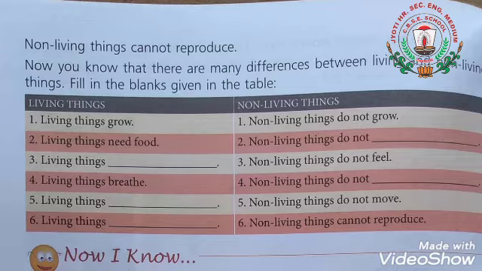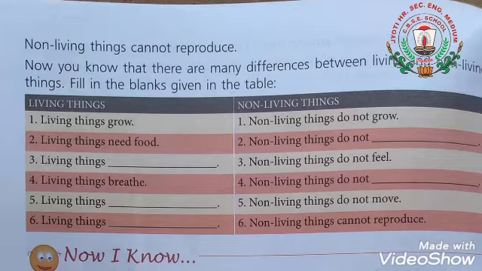Non-living things cannot reproduce. From these characteristics, we come to know that only living things reproduce, but non-living things cannot reproduce. Children, can you tell me, from a big water bottle, can you get a small one? No, it is not possible. That means non-living things cannot reproduce. Now you know that there are many differences between living and non-living things.